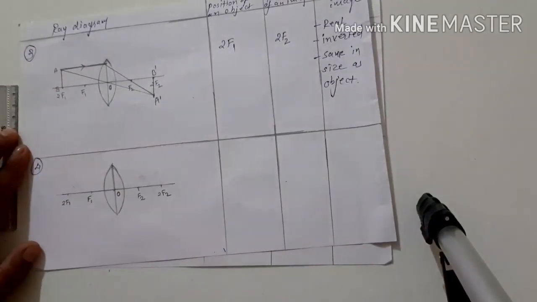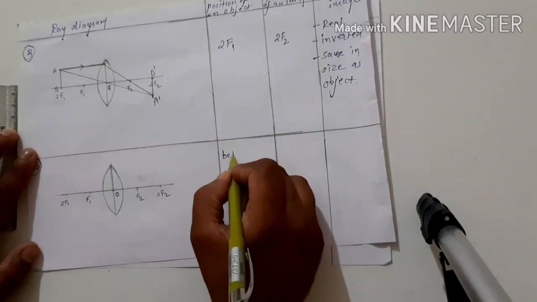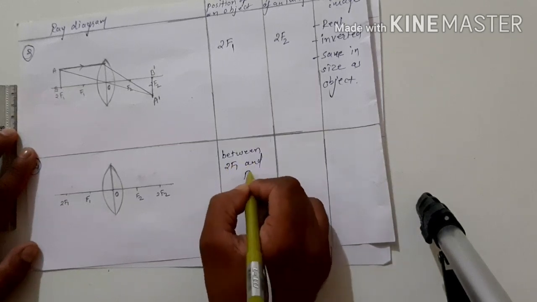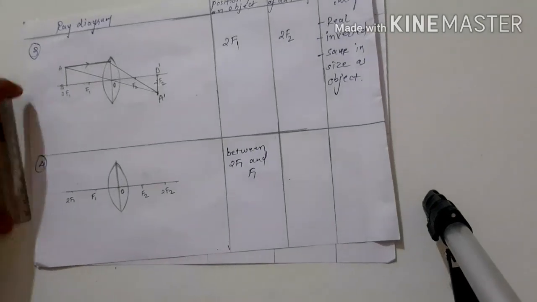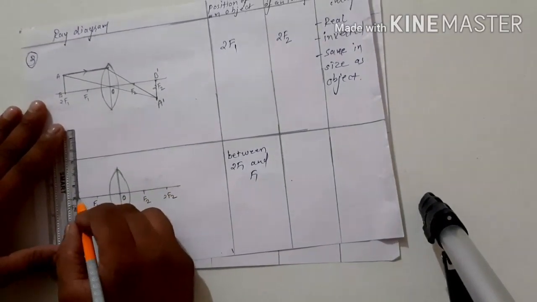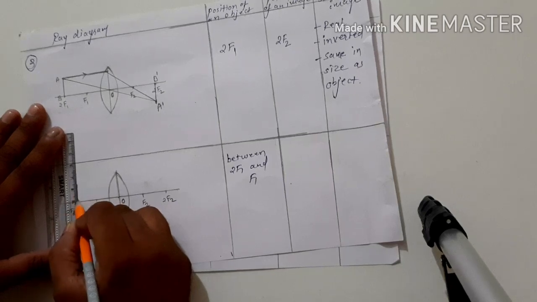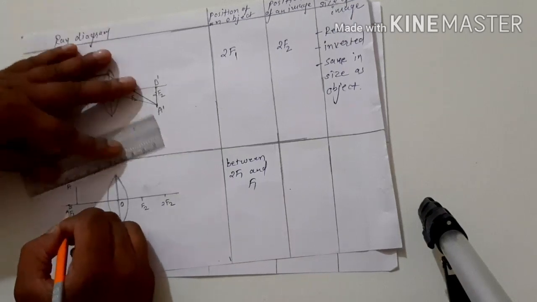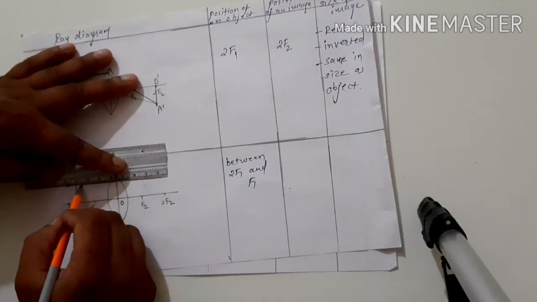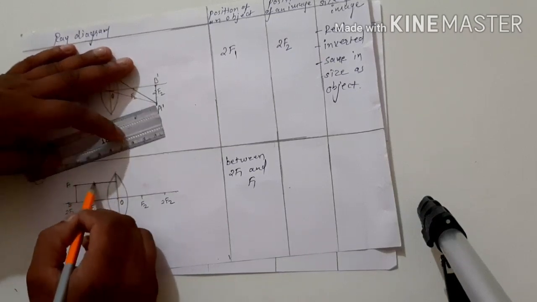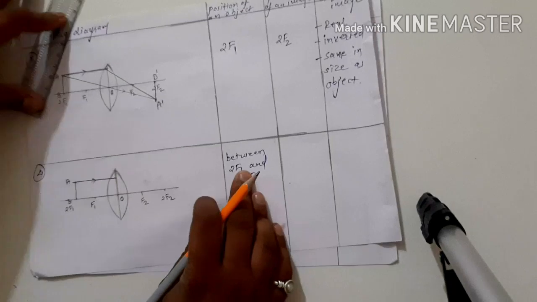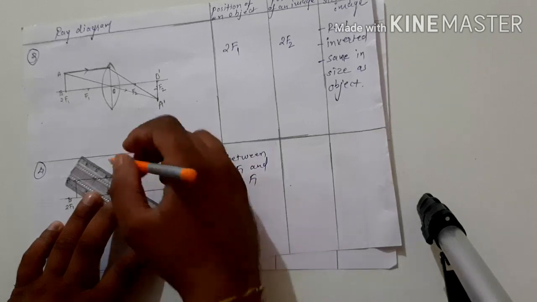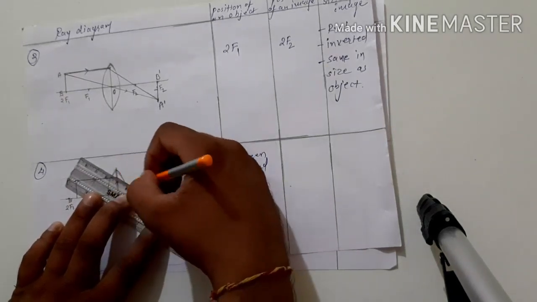Fourth case. In the fourth case, our object is placed between 2F1 and F1. So when the object is between 2F1 and F1, what happens? Let's see. Here the object is AB, placed between 2F1 and F1. First, the parallel light ray, parallel to the principal axis, will always pass through F at the other side, so it is going to pass through F2. We can draw it like this.